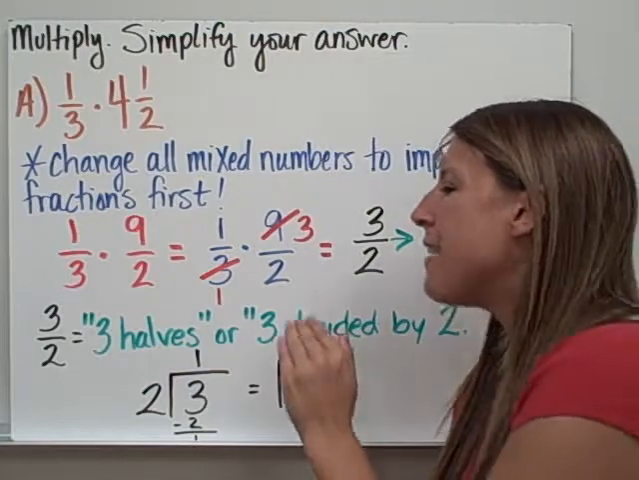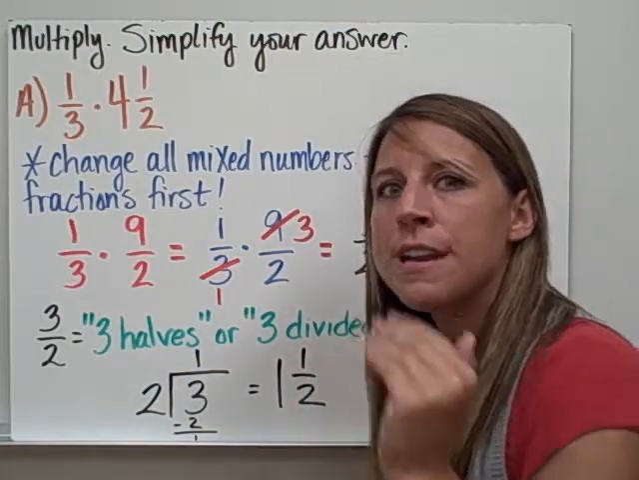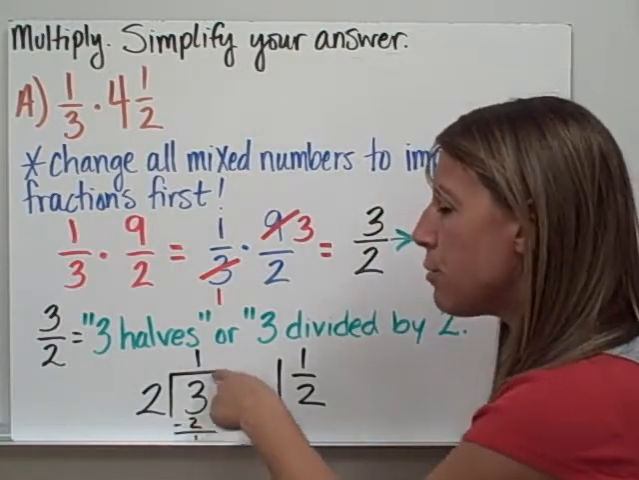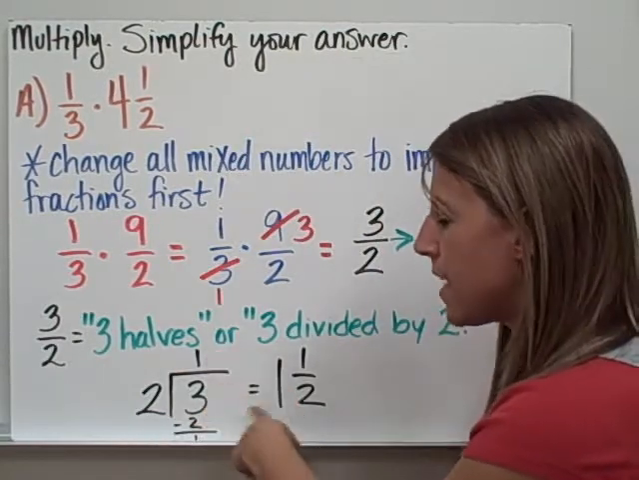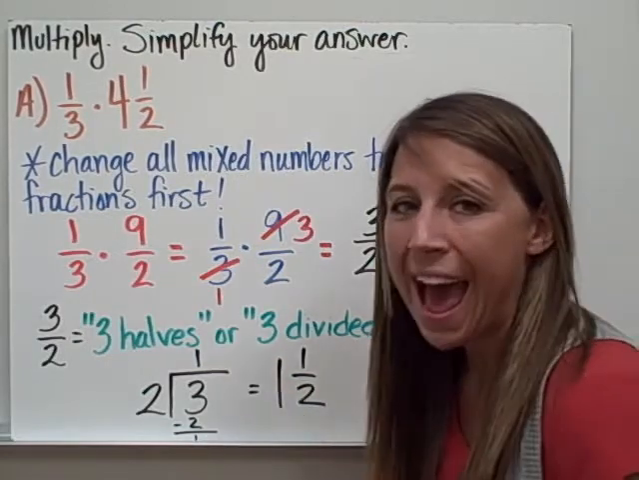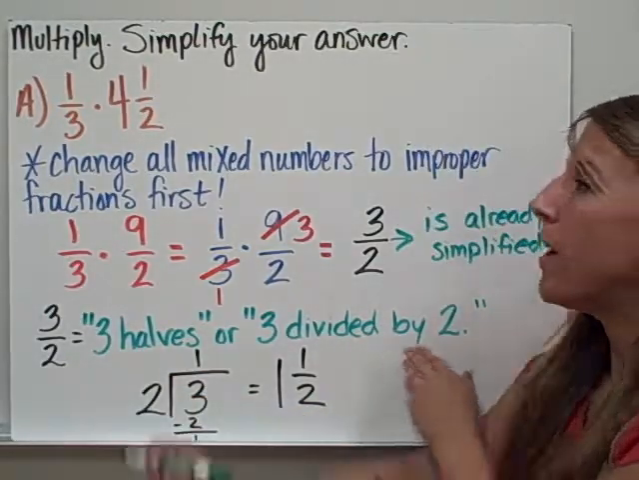So, if I was asked to turn this back into a mixed number, I would consider the 3 divided by 2 vocabulary, and I would just divide. 2 goes into 3 once. I subtract that 2 away, and there's 1 left over. So it's 1 1/2. 3/2 is equivalent to the mixed number 1 1/2.